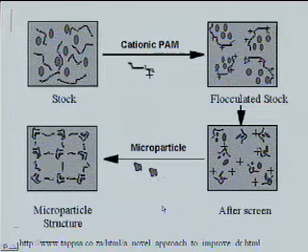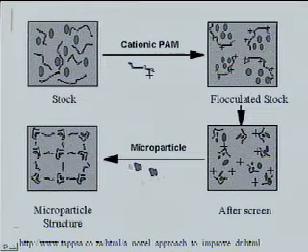This slide shows the practical microparticle retention and drainage system. The original stock contained the fibers and the fillers, and we add the cationic polyacrylamide to the system. You can see it can form a flocculated stock. And after that, when the stock goes through the screen or any other high shear force section, the fiber attachment will break up.